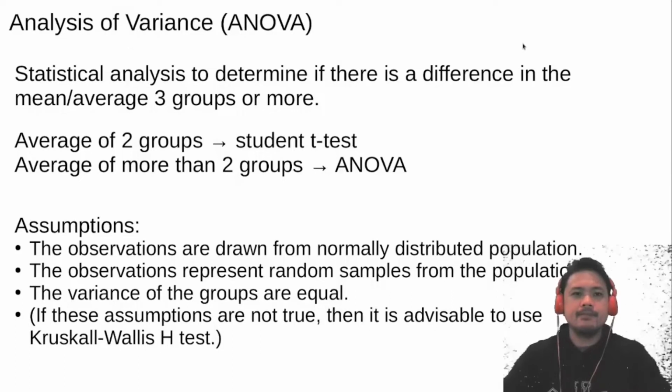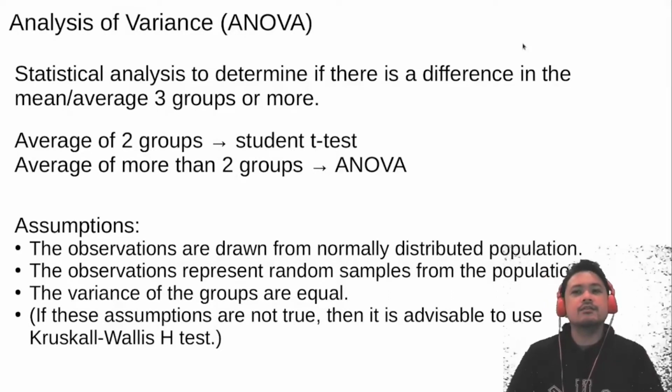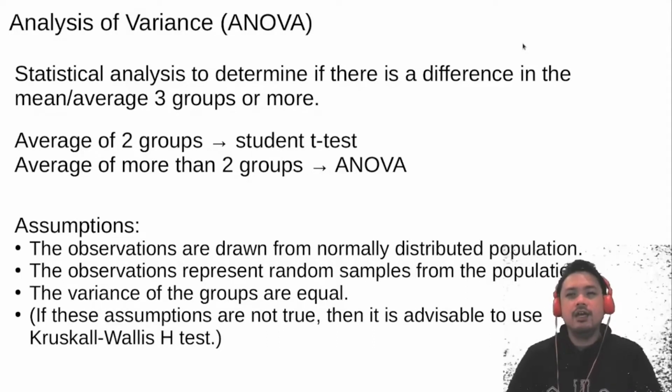Today we will be discussing analysis of variance, or ANOVA. ANOVA is a statistical analysis to determine if there is a difference in the mean or average of three groups or more. In student t-test, we are just comparing two groups. In ANOVA, we will be comparing more than two groups.